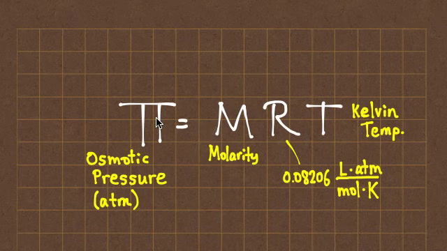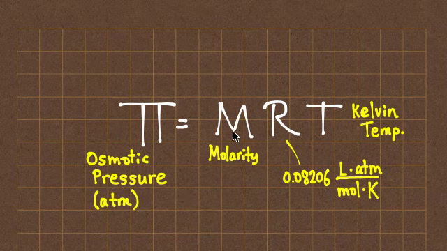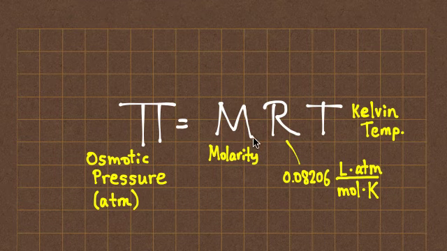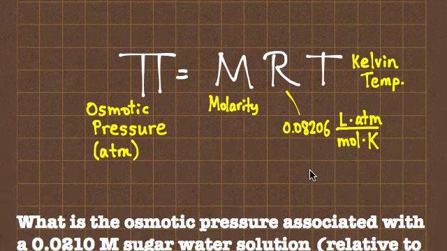Here's a pretty simple, let's keep it straightforward, equation. A capital pi from the Greek alphabet stands for osmotic pressure. Molarity: the more concentrated the solution is, the more pressure it can build. And temperature, directly proportional to the Kelvin temperature. And here's the old gas constant we've come to know and fear.